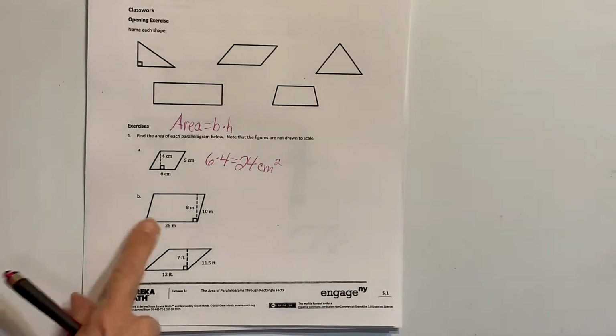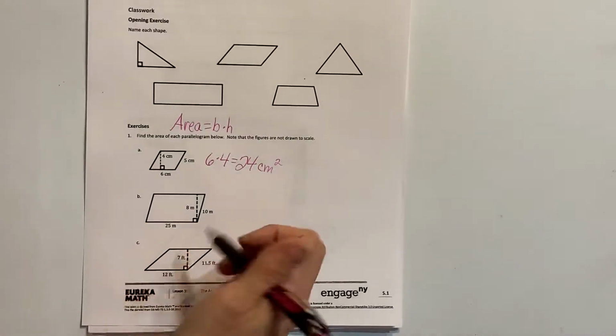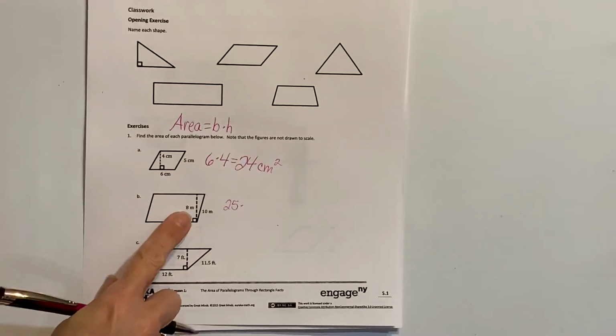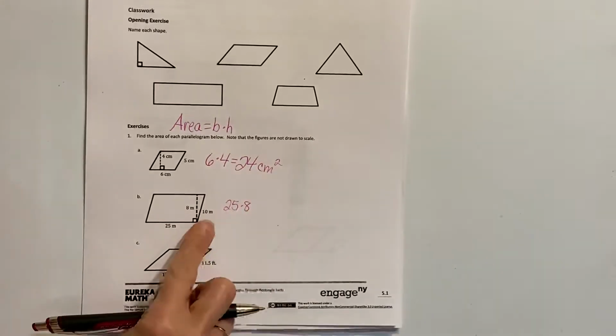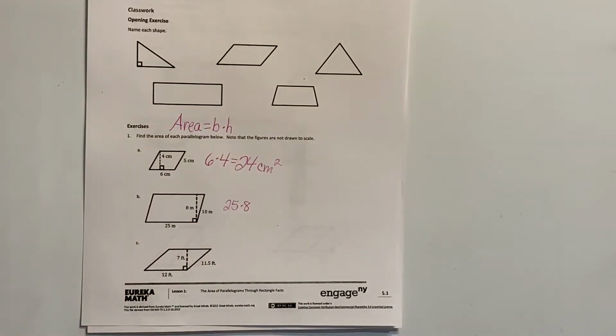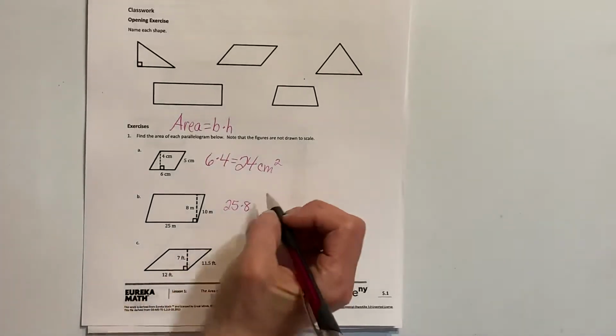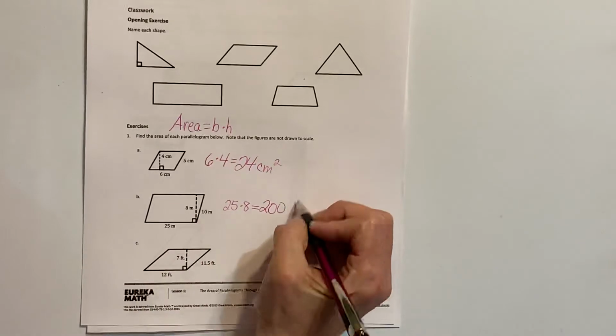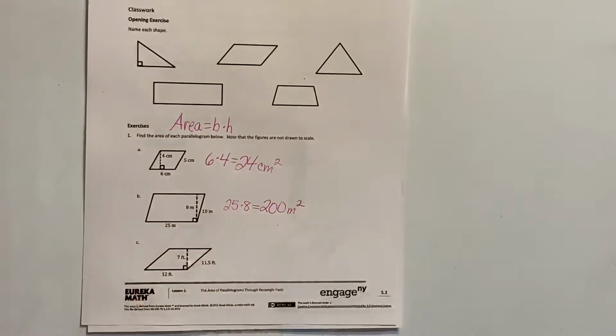So when we take a look at the next one, we've got a base of 25. We have a height of 8. 10 is the information that we don't need to know in order to calculate the answer. So here I can do mental math to find the answer. I've got 8 times 5 is 40. I've got 8 times 20 is 160. When I put those together, I get 200. I have to go back here, meters squared is my answer.